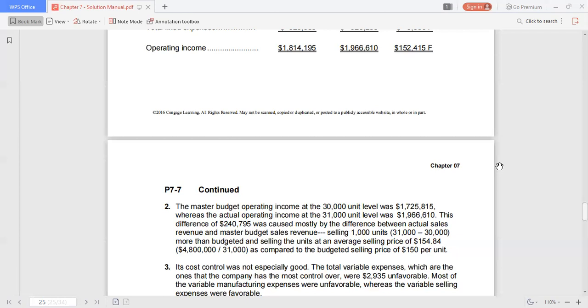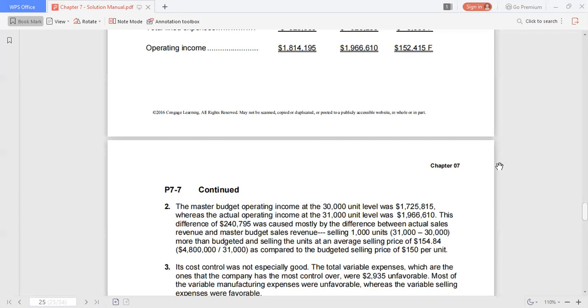So you have 1,000 units more than the budgeted, and selling the units at an average selling price of 154.84, dividing the actual sales amount of 4,800 by 31,000 units, as compared to the budgeted selling price of 150 per unit. In the case of requirement 3, given the level at which the company operated, how was its cost control? Its cost control was not especially good.